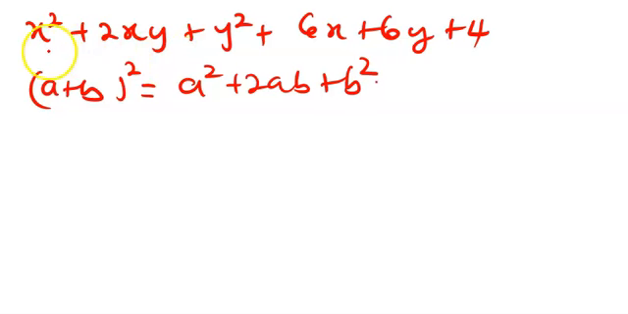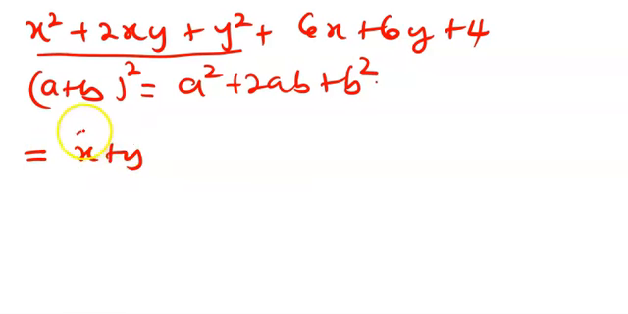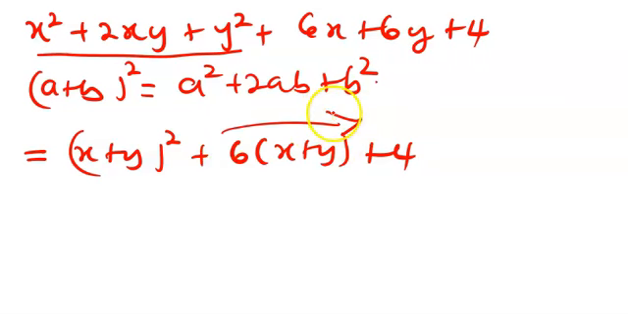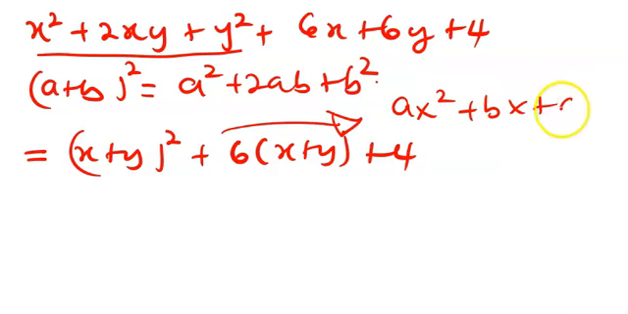So if that is the case, this particular one, we can write it as x plus y all squared plus 6 times x plus y plus 4. Now this whole expression can be likened to ax squared plus bx plus c. This time we have x plus y, so we can still go ahead and then complete the square. This becomes the middle term, this becomes the variable.